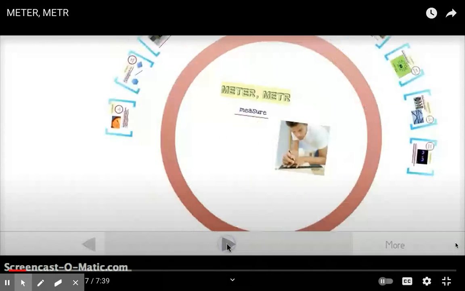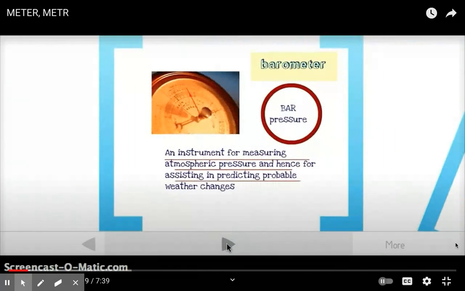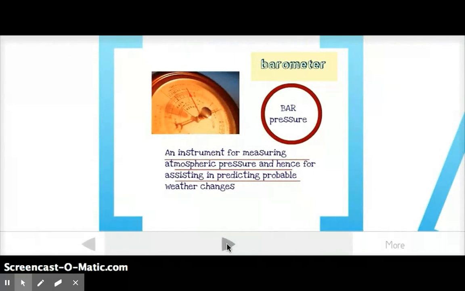Our word is barometer. Barometer is made up of two roots. Bar means pressure, and meter, of course, means measure. So a barometer is an instrument for measuring atmospheric pressure and for assisting in predicting probable weather changes. And you can see that barometer right there in the corner. Make sure you highlight the root bar as well.